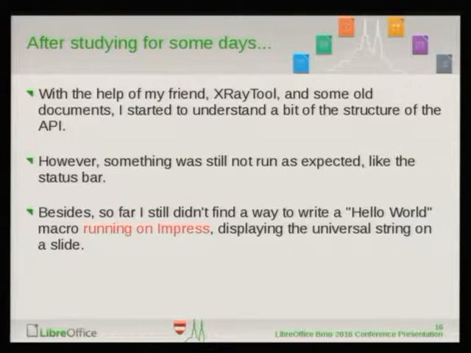But the original version cannot work, at least on LibreOffice 5. Okay, so after studying for some days, I started to understand a bit about the structure of the API, about the structure of UNO, but some examples still didn't work as I expected, like the status bar. I tried to fill the status bar, but it didn't work, and I need to add something, for example. Anyway, it's not as smooth as I expected. And so far, I still haven't found a way to show a Hello World in the Impress slide. I still don't know how, and I haven't read any document about this.